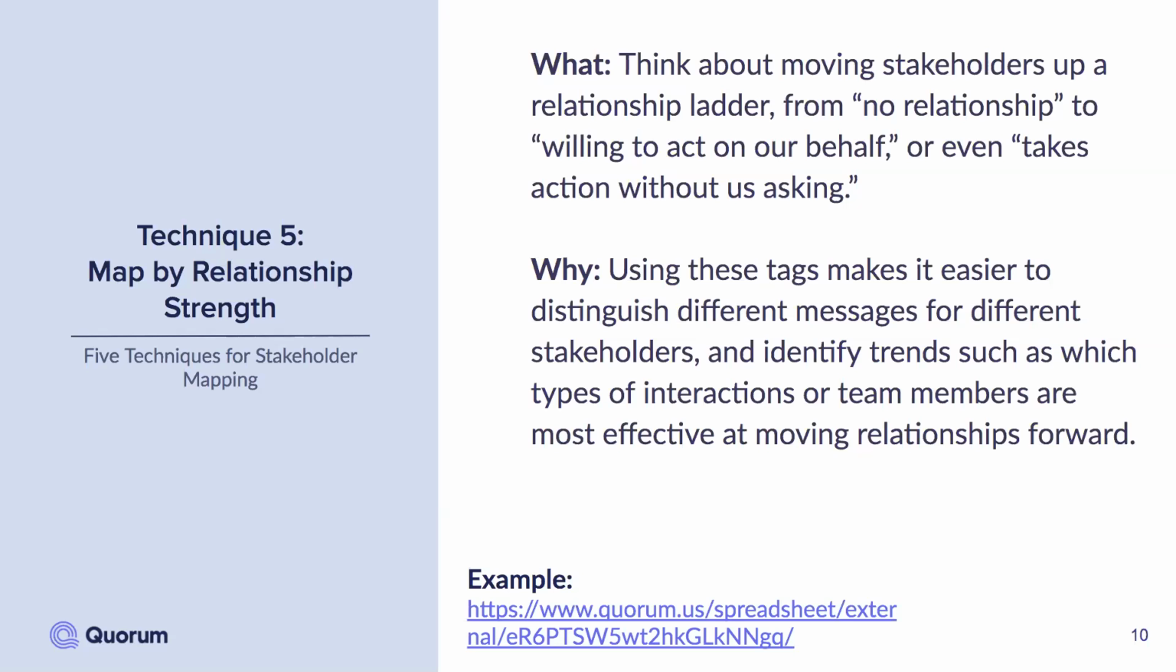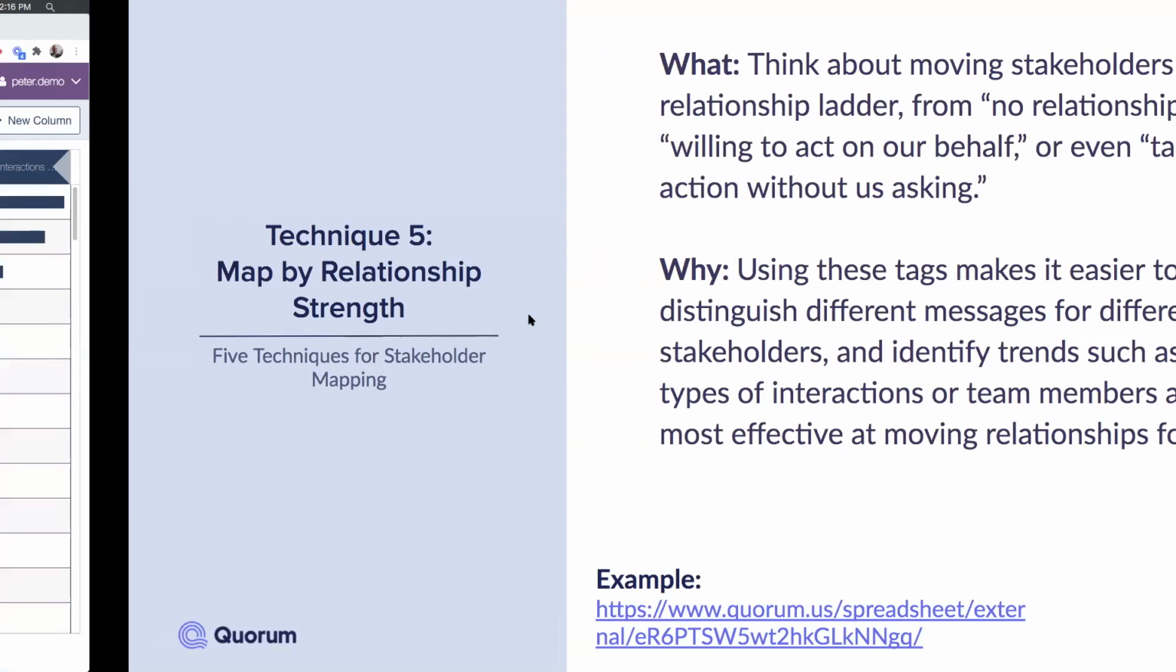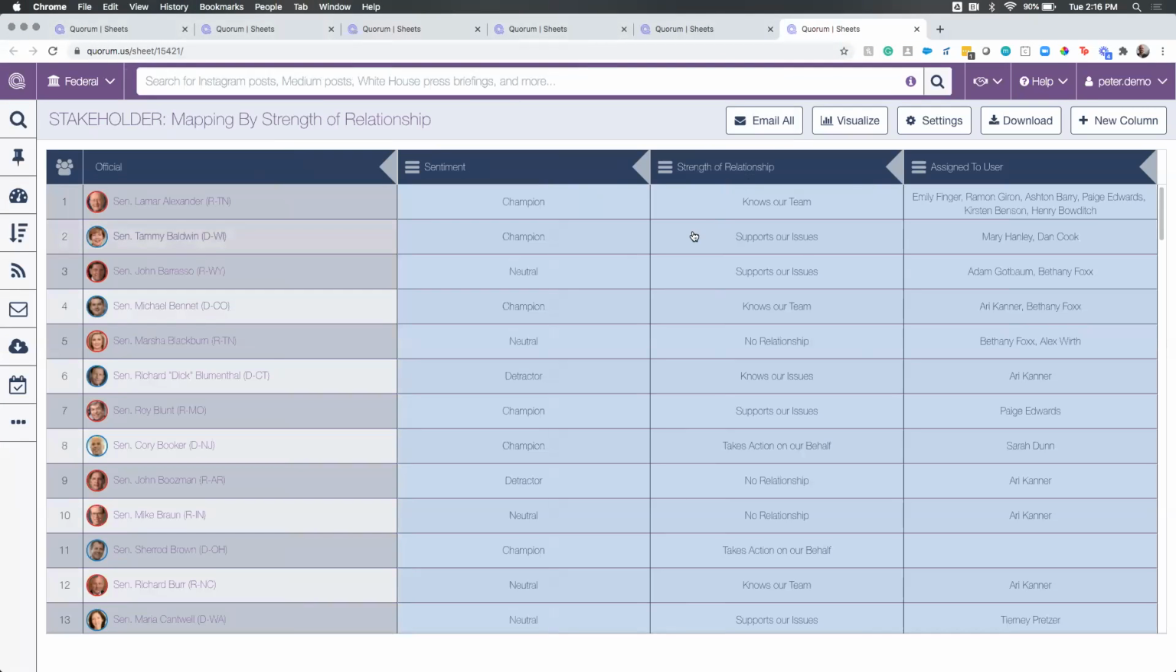So Quorum is going to help you really visualize and implement on this strategy in our Sheets tool by pulling in columns, for example, the strength of relationship here and having the team member assigned here. But I actually want to show you how you can add some columns to this sheet, to see whether or not they are supportive of your issues or they actually are having a strong relationship.